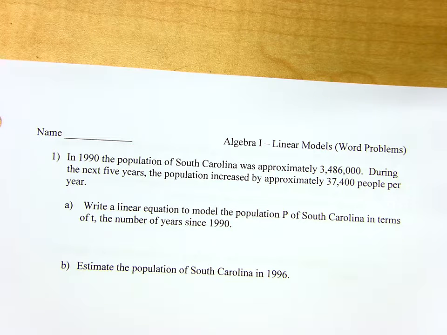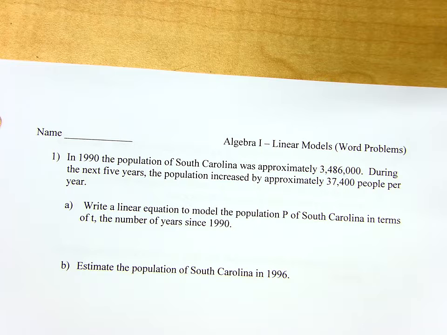All right, so let's read the first problem together. In 1990, the population of South Carolina was approximately 3,486,000. During the next 5 years, the population increased by approximately 37,400 people per year. Write a linear equation to model the population P of South Carolina in terms of T, the number of years since 1990. You guys have been doing this for quite some time, so you kind of already know how to begin, I'm hoping.